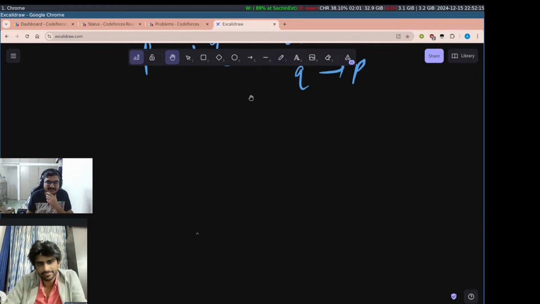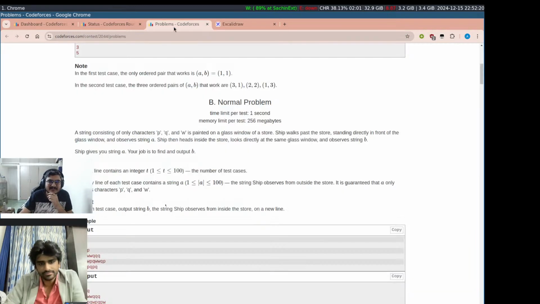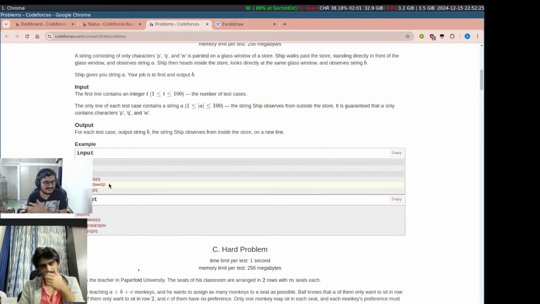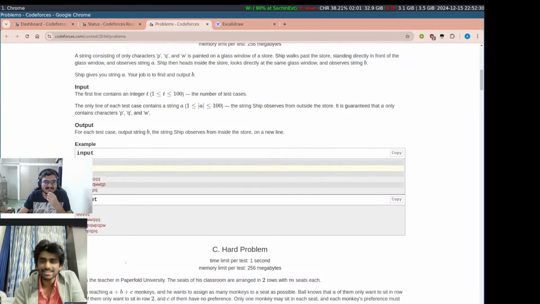That was my first attempt. I just changed P and Q. Then I realized that also fails on the sample. We have to also reverse the string, because right now we are reading from right to left instead of left to right. Exactly, that's exactly what I did.